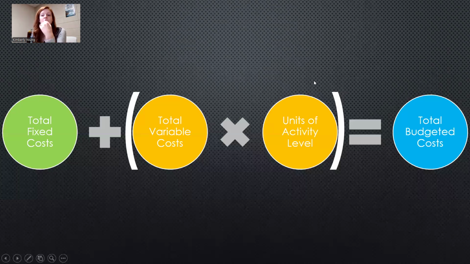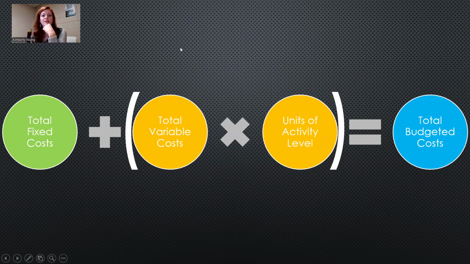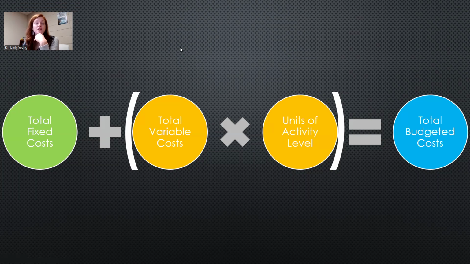So this is a way to look at it with the formula. We have those total fixed costs that were at the bottom with the depreciation and the salaries, plus total variable costs times the units of activity. And that's what gave us our total budgeted cost. So this is the same thing we just saw on that chart. It's just seeing it in a different view, in a more formula view.